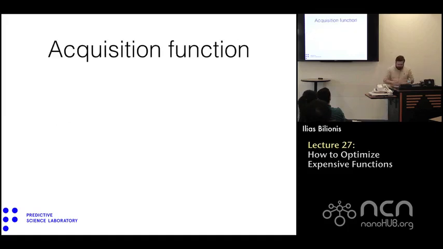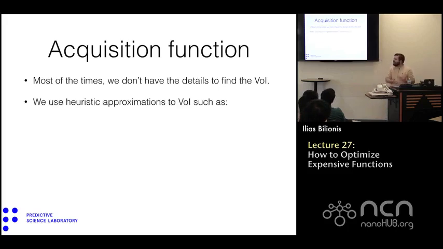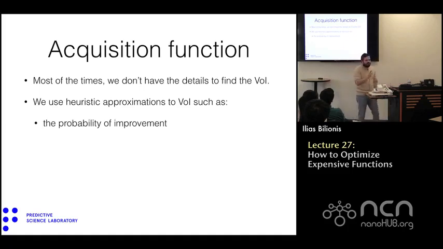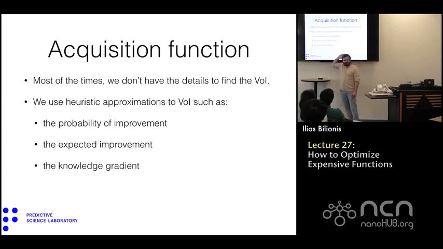All right, so acquisition functions. Most of the time we don't have the details to find the value of information, or we just don't want to do it, and we just approximate the value of information in different ways. One way to approximate it, which is actually very bad, but I'm going to mention it because it is commonly used, is the probability of improvement. You say the value of x is basically the probability that a simulation at x will improve the best that I have right now. The expected improvement is quite good, and this is what I suggest that you should use. The knowledge gradient is the best, but it's not very easy to implement. It's actually not implemented in any of the packages that are out there.